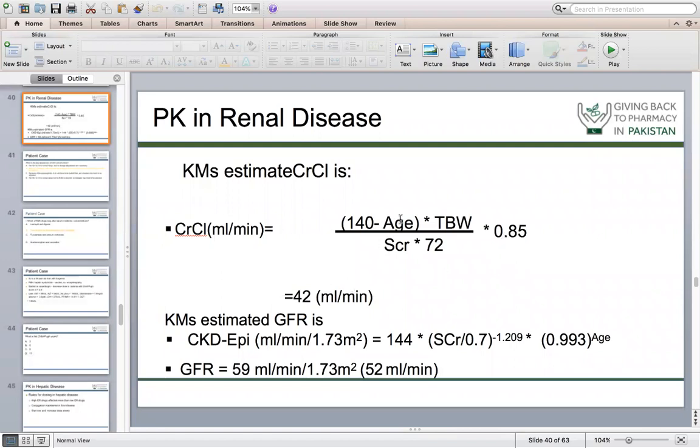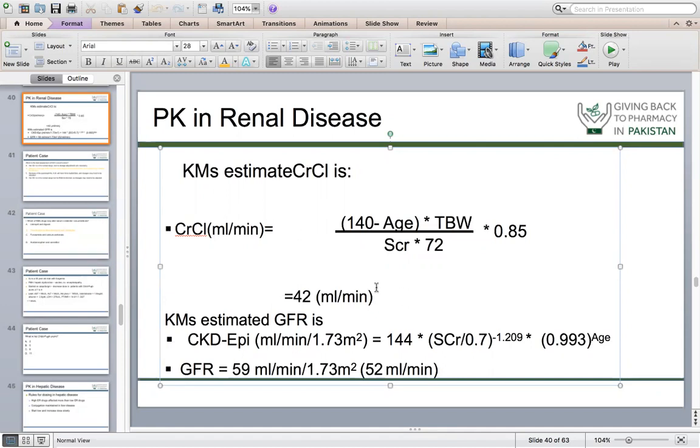So once we substitute her age, we know her age, she's 80 years old. We know her weight, 52 kilos, and we know her serum creatinine. Once we substitute those values in this equation, it comes out to be 42 mils per minute, which actually shows renal dysfunction. And drug dosing needs to be adjusted if the creatinine clearance is less than 50.